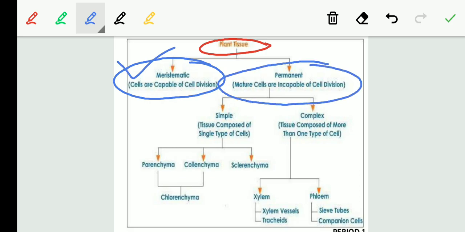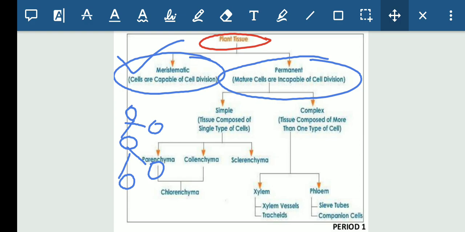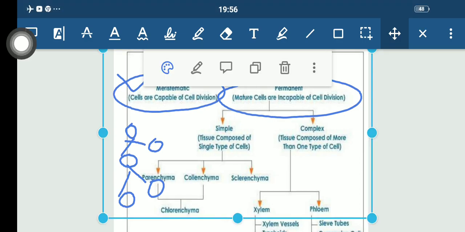Now talking about the meristematic tissue, in these kinds of tissues, what exactly happens is that the cells are capable of cell division. It means the cell keeps on dividing. For example, one cell keeps on dividing, then becomes two cells, then again it divides, and so on. This is what it exactly forms.